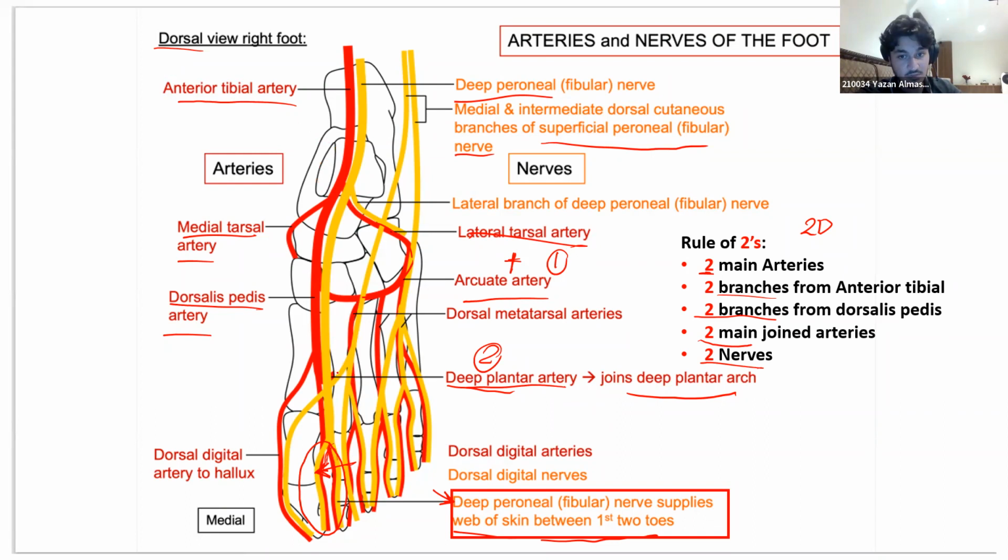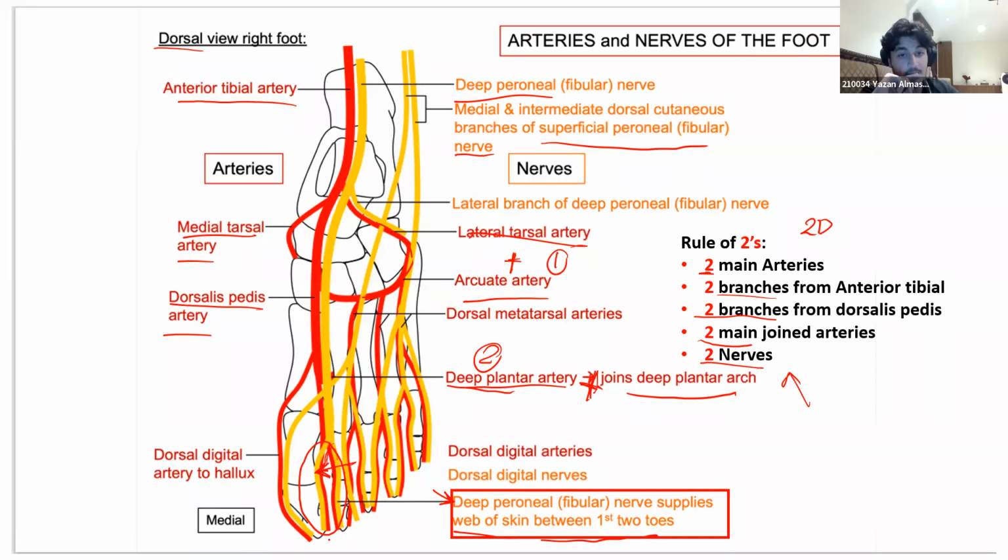Then we have two main joint arteries. What are these two main joint arteries? We have the deep plantar artery joining with the deep plantar arch, which is the most important thing, and the second one, the arcuate artery joining with the lateral tarsal artery. And two main nerves, the deep peroneal nerve and the superficial peroneal nerve. The important thing to take from this slide is the rule of twos, and to keep in mind that the deep peroneal nerve will supply this area.